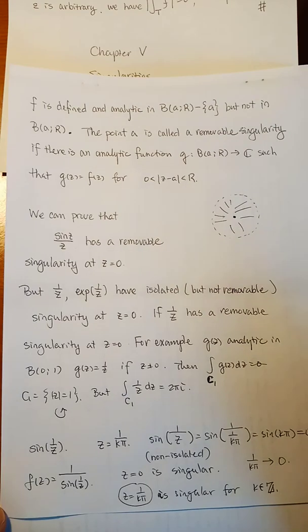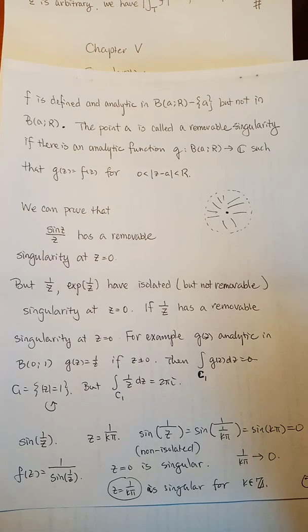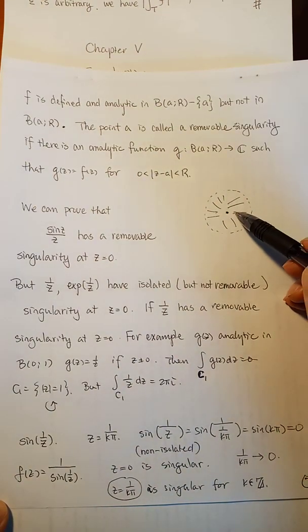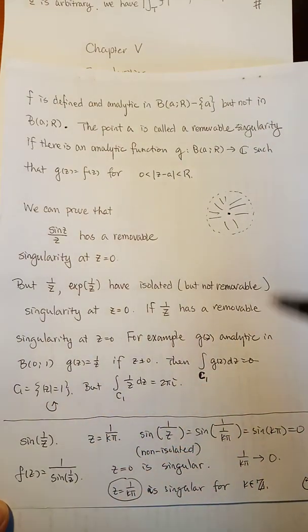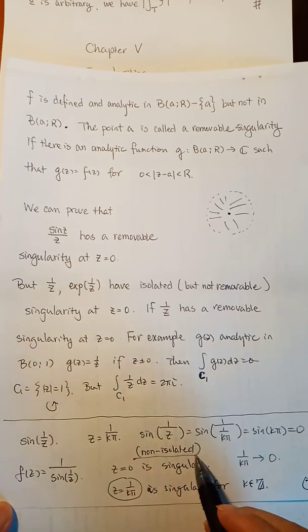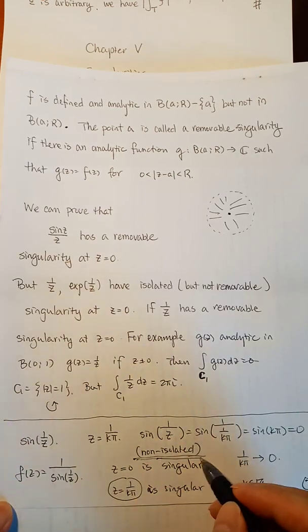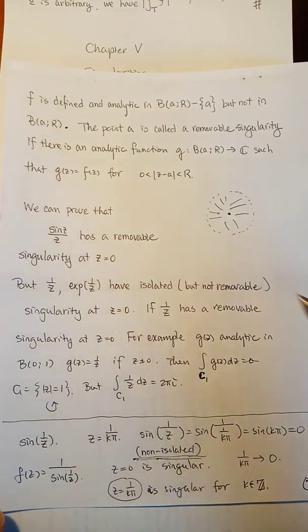I tried to mention this part, but I just don't remember what I was trying to say. This argument is about the isolated property. So this is an example which has a non-isolated singularity at 0. We don't study this. We study isolated singularities, and the first simple case is the removable singularity.